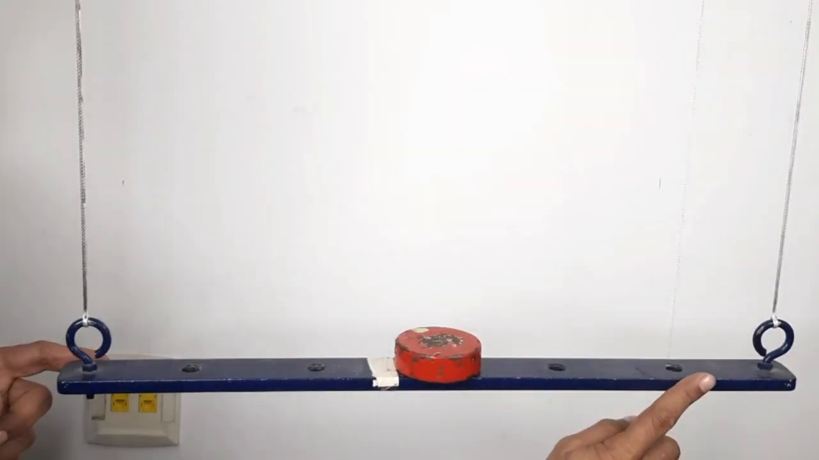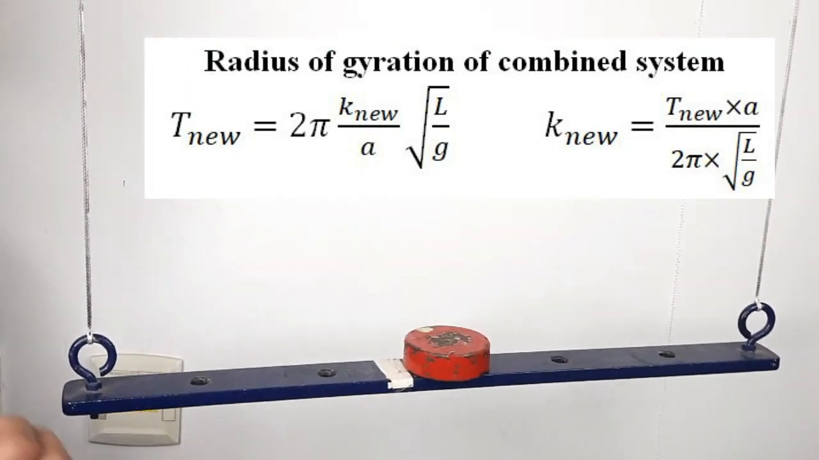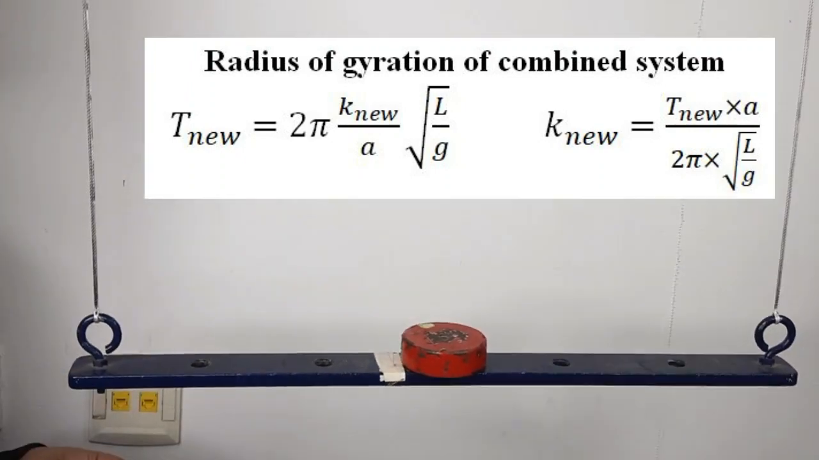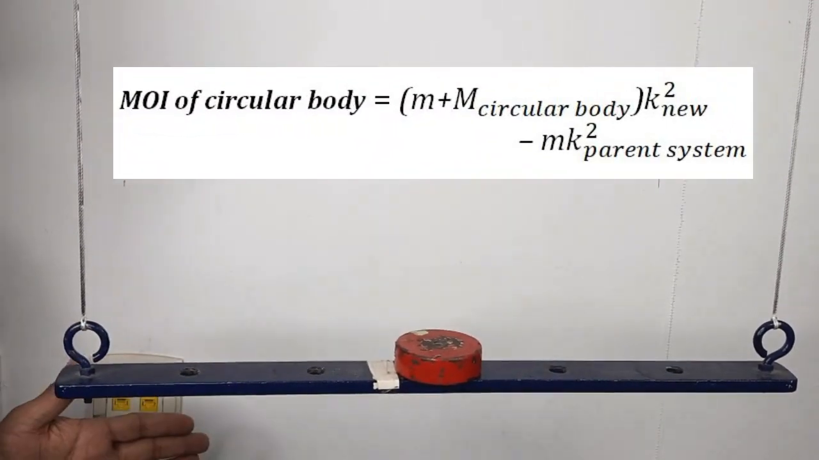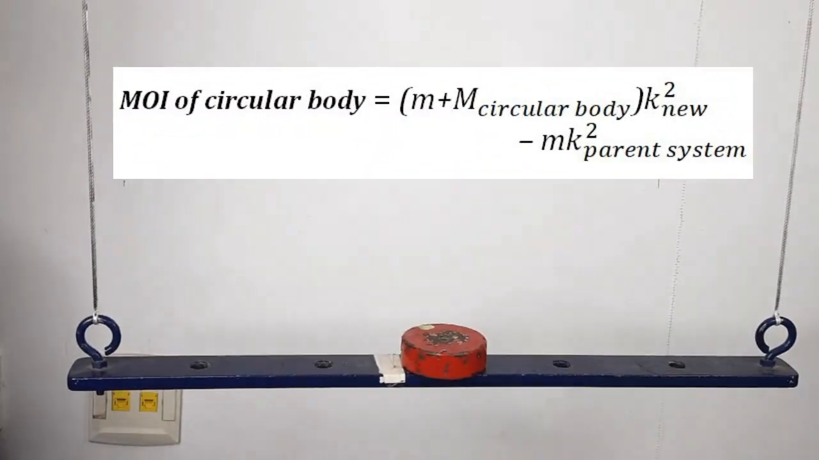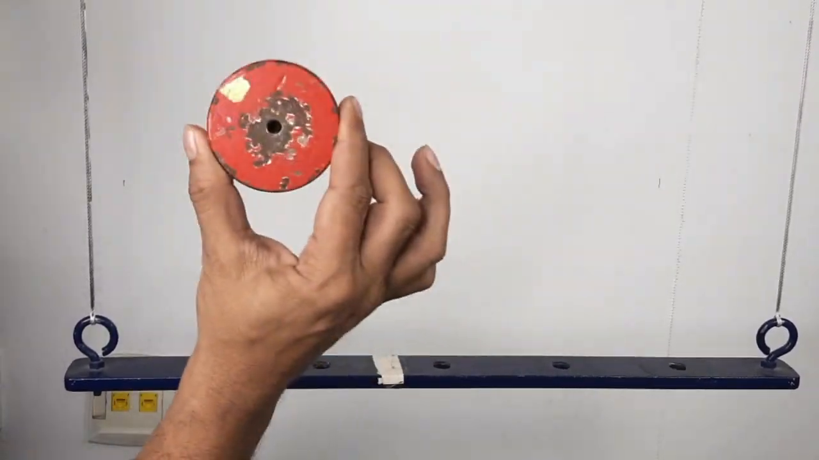I'm again going to give a gentle rotation. I will find the new time period, and using that I will get the new K value. So what would be the next job? I can subtract the previous moment of inertia from the new moment of inertia, so that I will get the moment of inertia value of my unknown system.